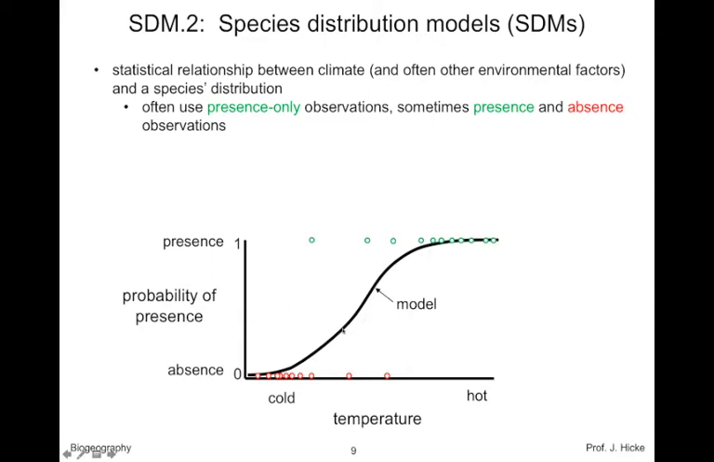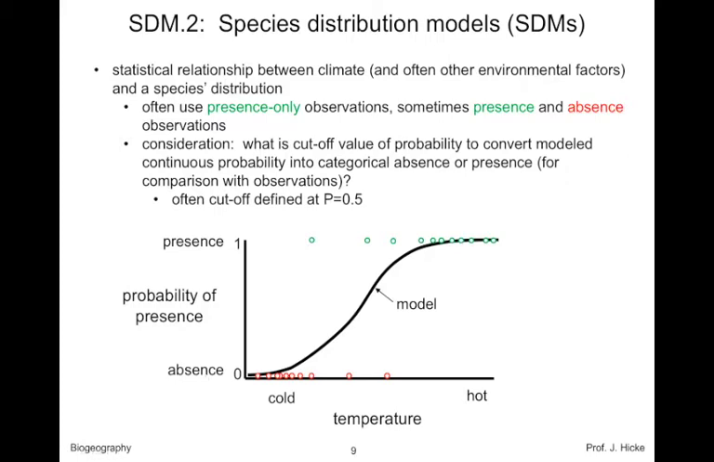So it could predict 0.4 as a model output, which is, of course, tough to compare to either 0 or 1, presence or absence. So one of the considerations is what is the cutoff value of probability of presence that converts the continuous model output, this curve, into either zeros or ones. An easy way to do that is to use the cutoff value of 0.5. At 0.5, this is a temperature that corresponds about here. Any temperatures greater than that correspond to presence based on this model. Any temperatures lower than that correspond to absence.